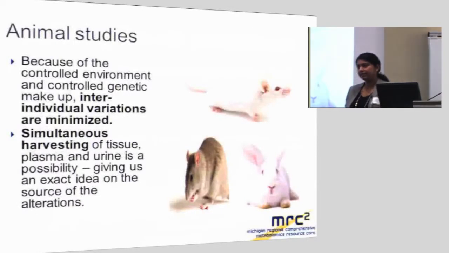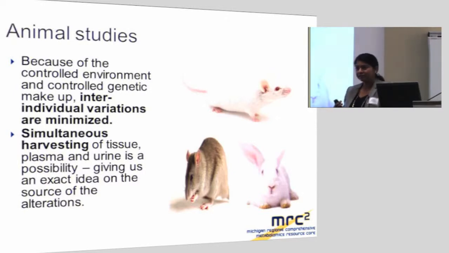Animal studies are a little easier because you control what mice you're going to use for your experiments. So they're generally from a similar genetic makeup. You control the ambient environment, you feed them the diet that you choose. So it's more reproducible, inter-individual variations are minimal. Small sample numbers will do, like 8 to 10 per condition that you want to test.